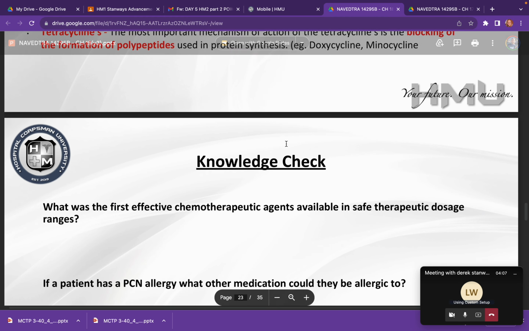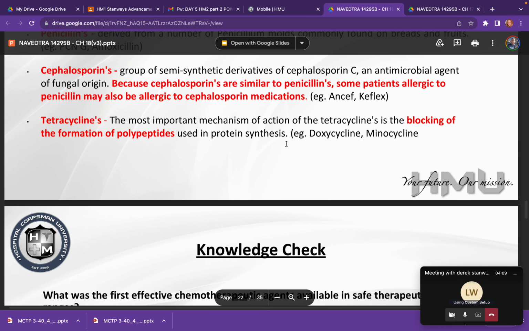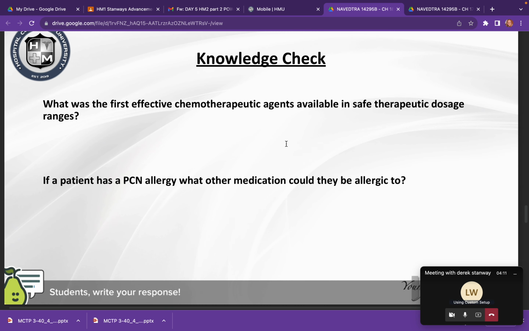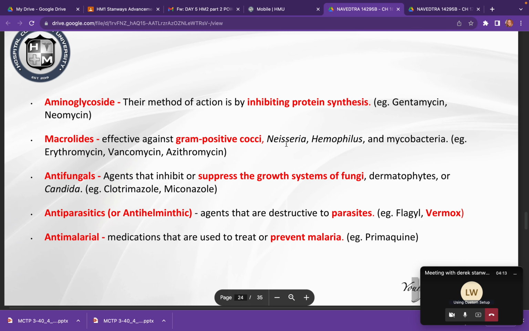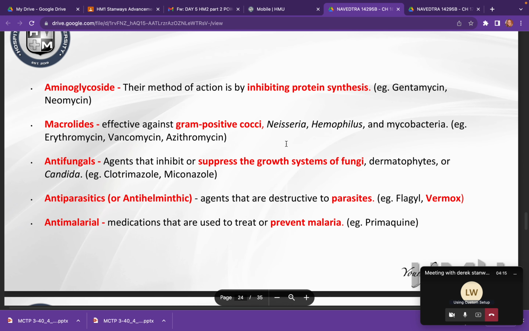Again, this is normally a lot more about breaking down the medications: what classifications do we have? The aminoglycosides basically inhibit protein synthesis, like gentamicin or neomycin, and also fall in the category of antibiotics. The macrolides, we use fairly often as well. Those treat gram-positive cocci. The most common ones are vancomycin and azithromycin.